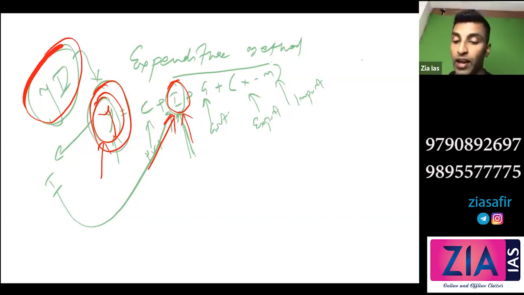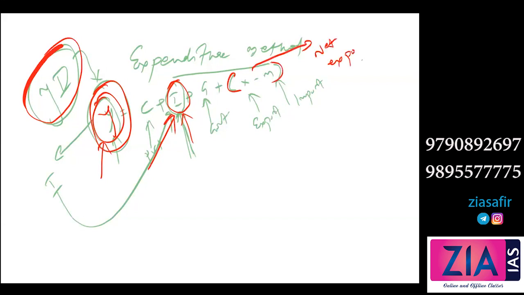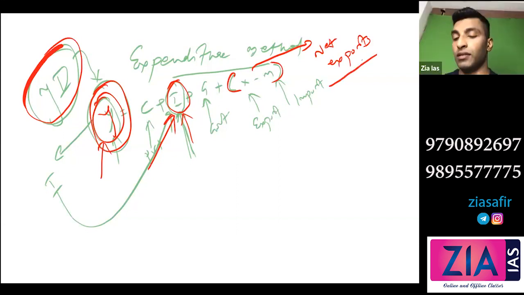X is the export and M is the import. So here you can write this together. If you want, you can write net exports. So this is your total expenditure. See, X minus M, this is net export.